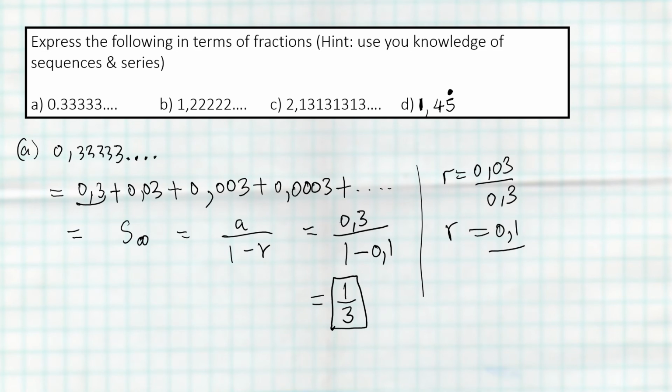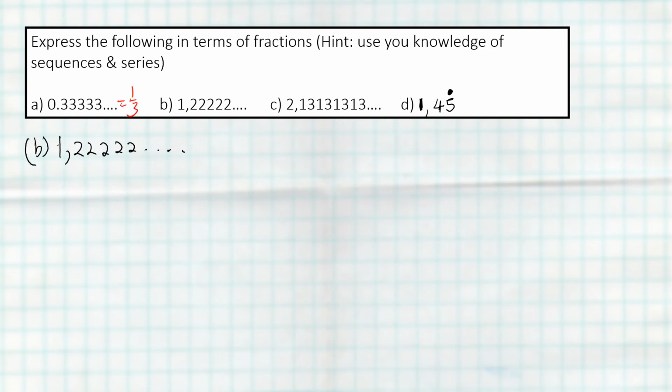So B, C, and D are just some different ways in which you can do this, and there are some challenging questions. Let me just show you quickly, then we move to some of our last problems. Okay, for B, you are given 1.22222 recurring. In order to rewrite it as a fraction, you must first write it as a series. The only things that form part of your series are those that are recurring, the rest don't really form part of the series.